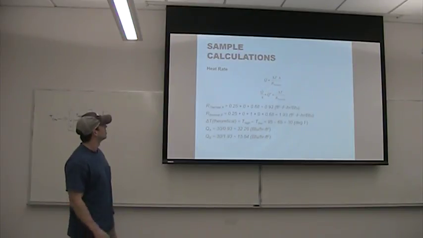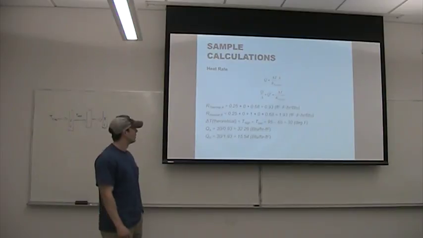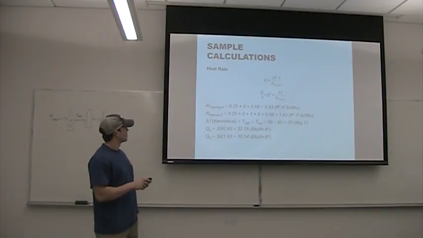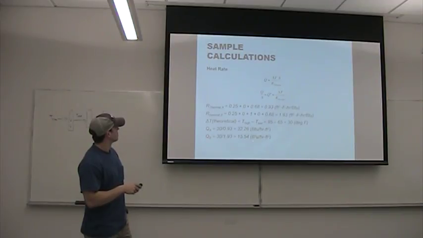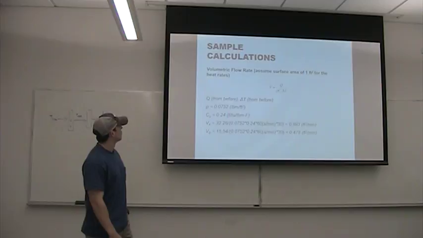Sample calculations here: I got the heat rate, which is the temperature times the area divided by the thermal resistance, to get the heat rate per area. You can see the thermal resistance for A is a little bit lower than B, so obviously it's going to have a higher heat rate. And then here's your volumetric flow rate, which is the heat rate divided by the density times the specific heat times the change in temperature. Since the heat rate was a little bit higher for chamber A, it's going to need a little bit more air than B.